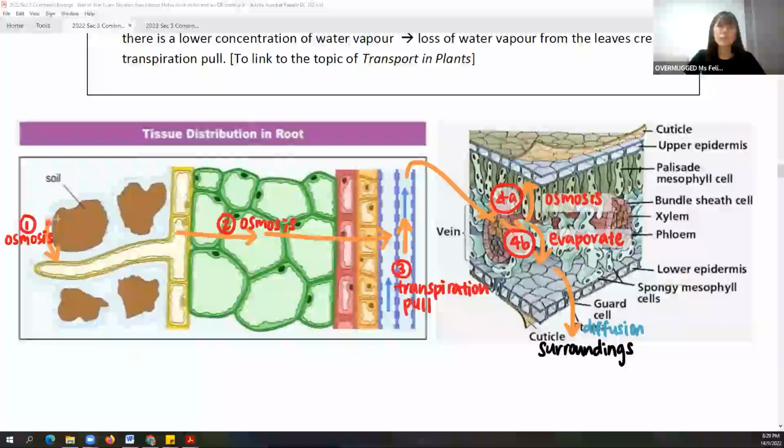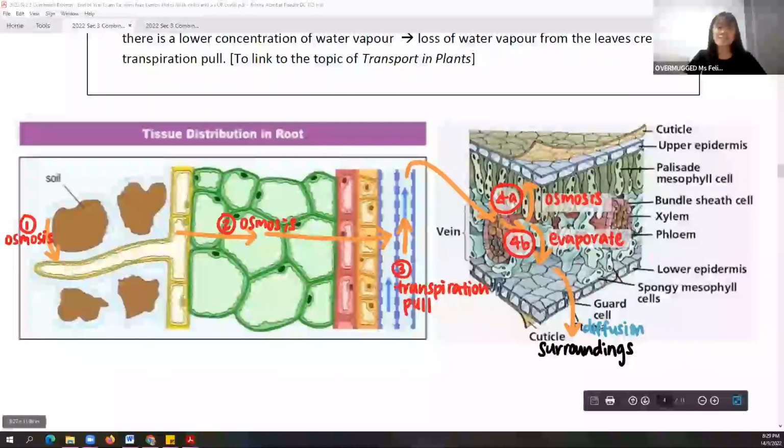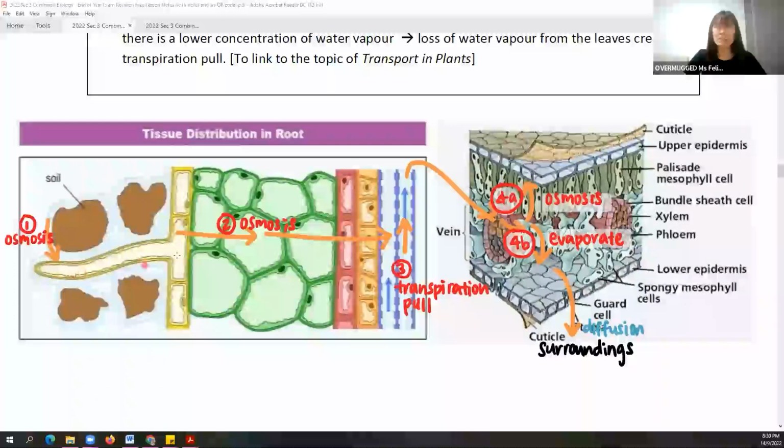They will first absorb water from the soil into this thing that has a long protrusion. Can someone identify for me what this is? What's the name of this yellow color one here, the one with the long protrusion? Yes, correct, it's the root hair cell. Thank you, Lauren. So water will move in through osmosis from the soil into the root hair cell.